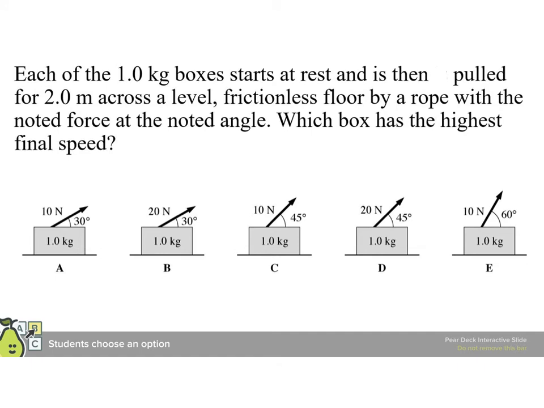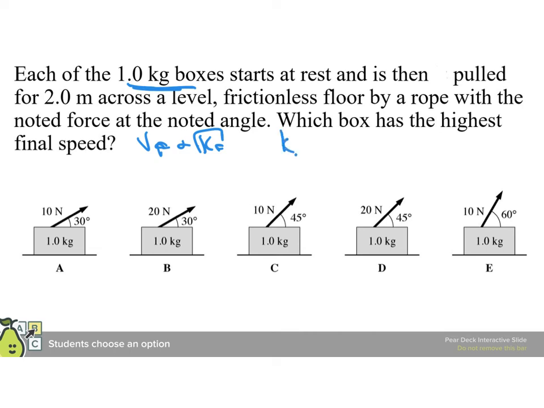Each of the 1 kilogram boxes starts at rest and is then pulled for 2 meters across a level frictionless floor by a rope with a noted force at the noted angle. Which box has the highest final speed? Well, again, the final speed is going to be proportional to the final kinetic energy, square rooted. But a larger kinetic energy will give us a larger final speed. They all have the same mass, right? So we don't have to worry about that part.